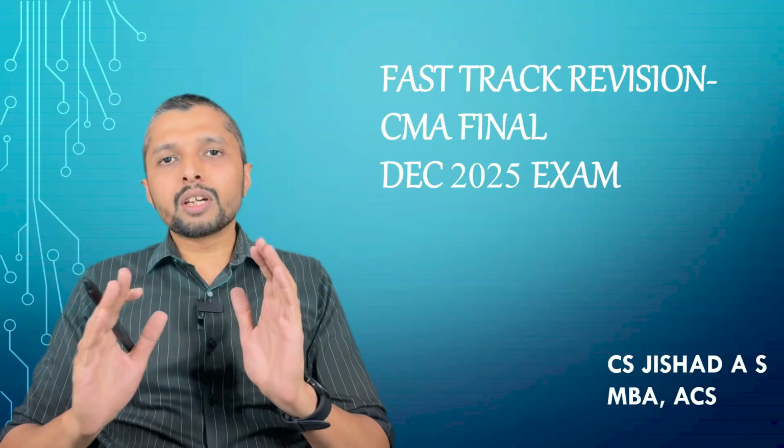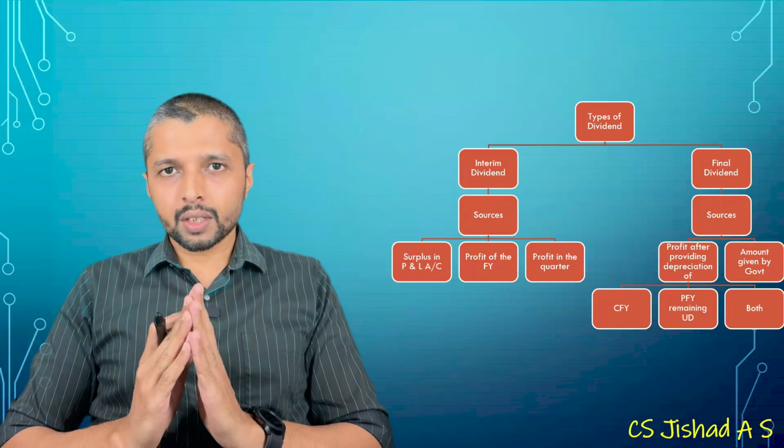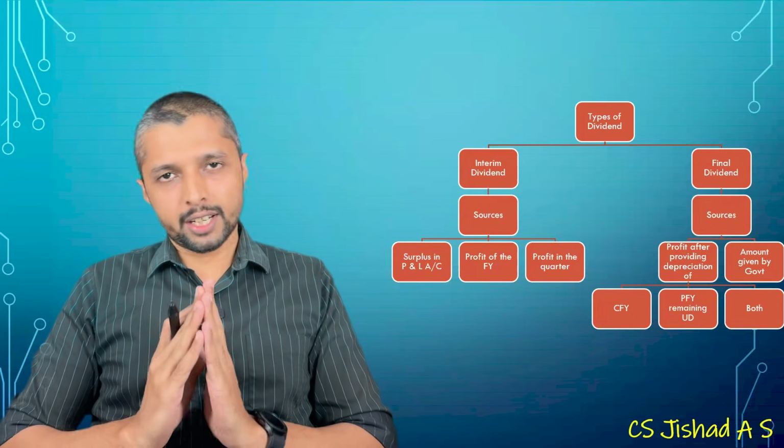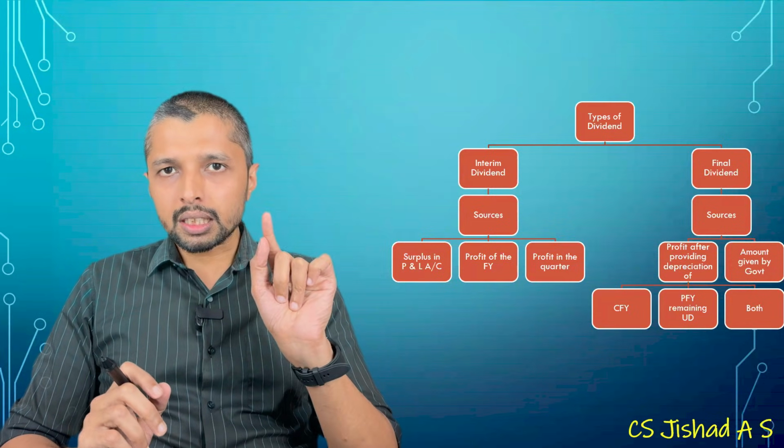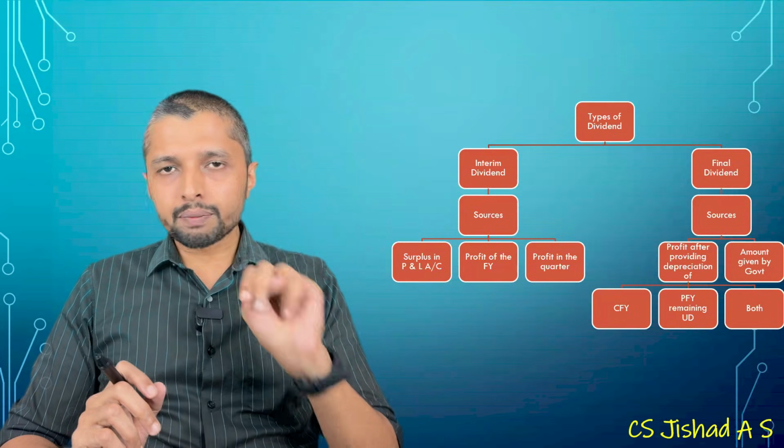Okay, so first we'll move to the chapter Declaration and Payment of Dividend. So basically there are two types of dividend. Number one is interim dividend. Number two is final dividend.